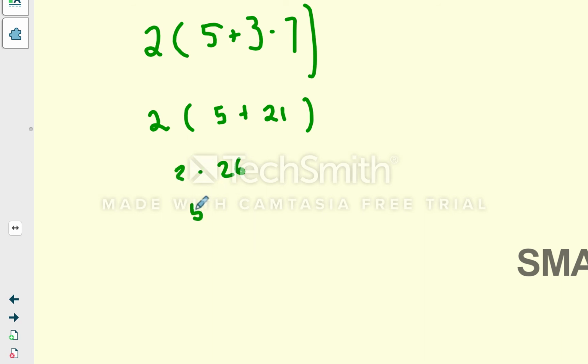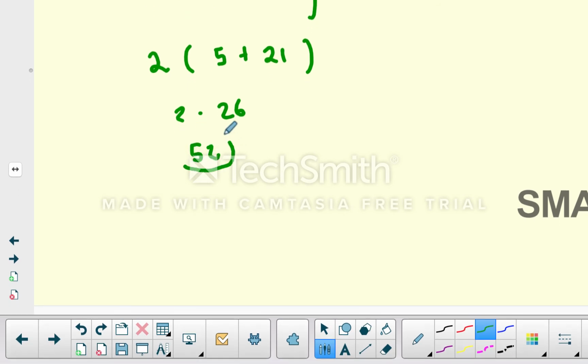Perhaps you've played cards before, War or Go Fish or whatever. There's 52 cards in a deck. 26 hearts and diamonds, 26 clubs and spades. 26 times 2 is 52.